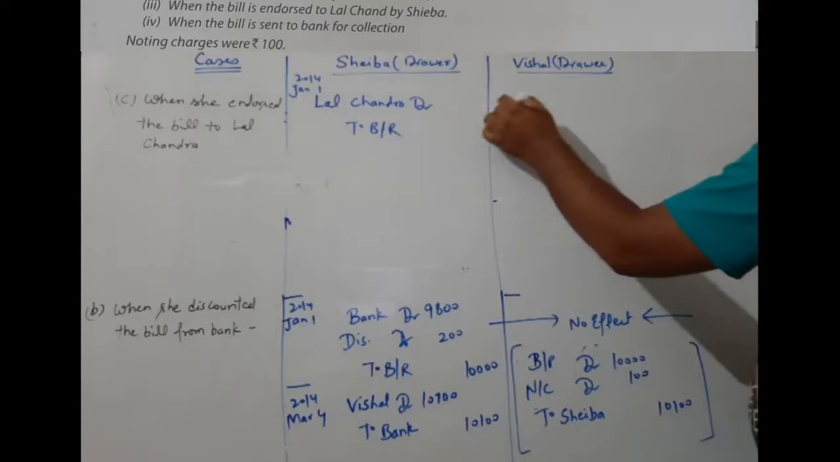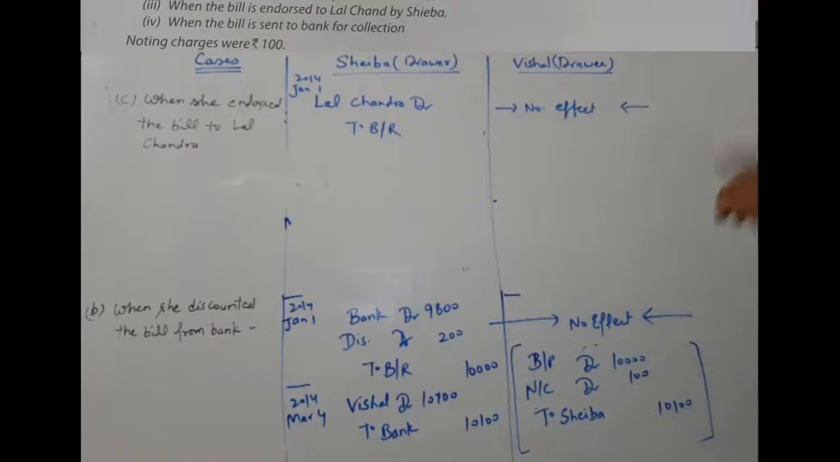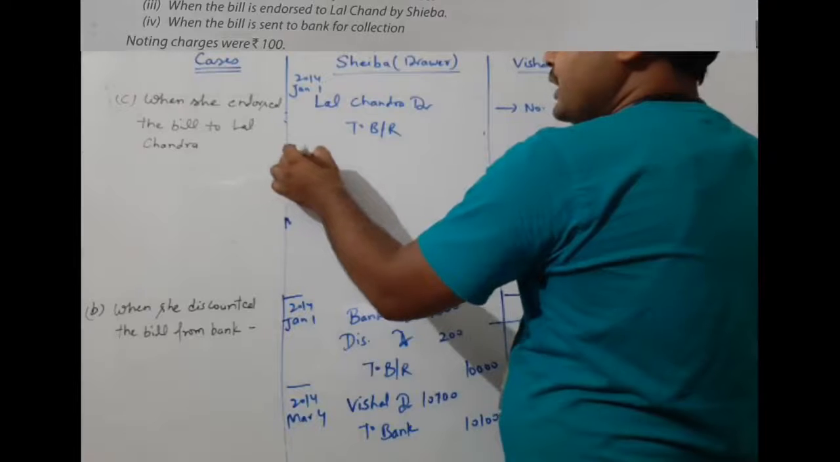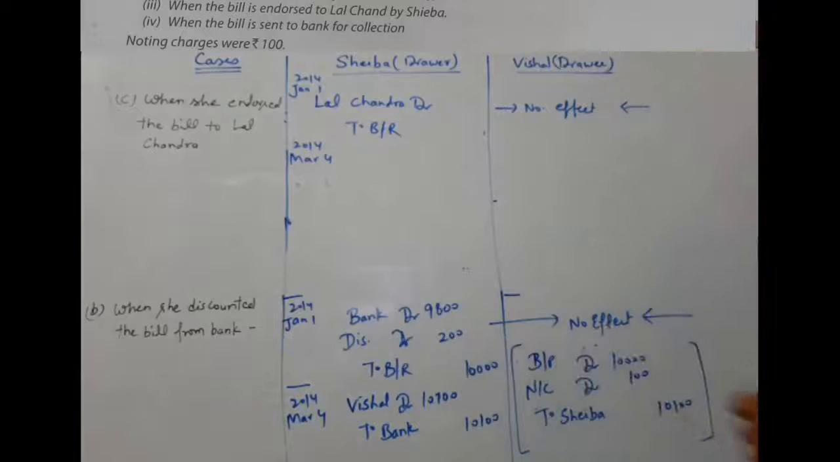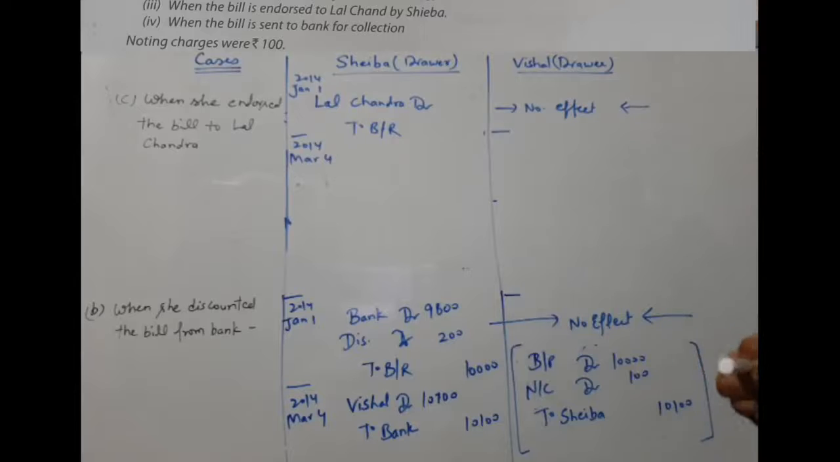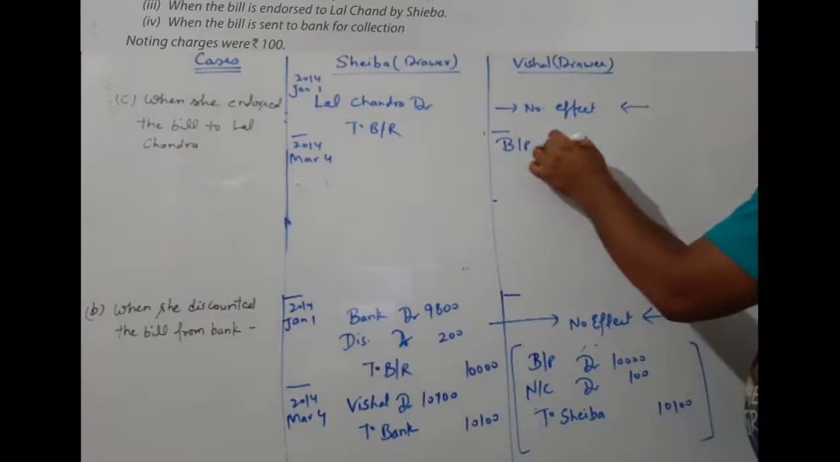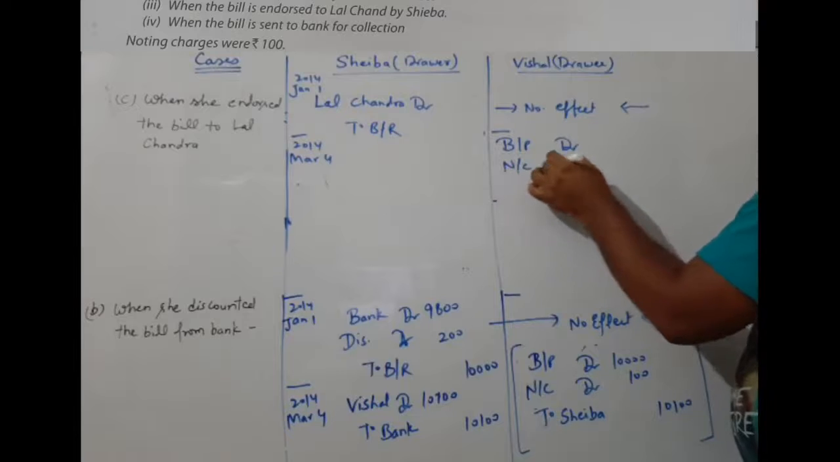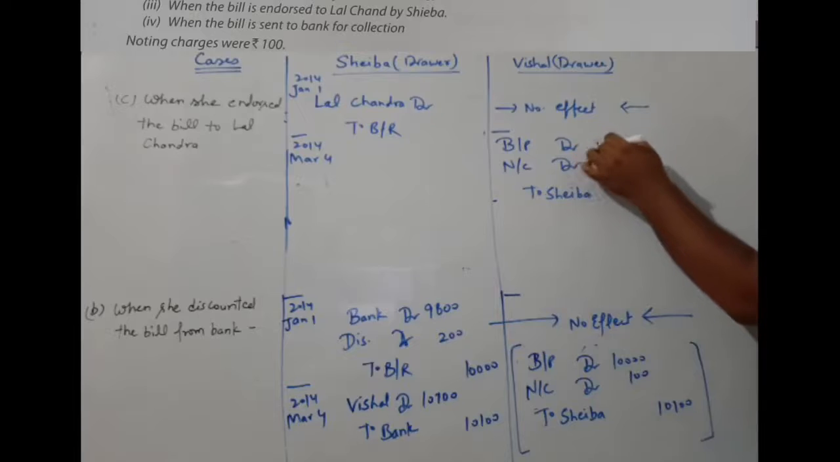You know very well इसका कोई effect नहीं पड़ेगा in the books of Vishal. But हाँ, you know very well on the due date, that is March 4, 2014, the bill is dishonored again. So in this situation, the bill is endorsed to Lalchand, and on March 4 the bill becomes dishonored. Dishonored की एंट्री तो यही सेम होगी इस सिचुएशन में भी. मैं बार बार इसलिए कर रहा हूँ ताकि एग्जाम में आप एरर ना दिखा के आ जाना. एंट्री विल बी सेम, बट एंट्री आपको बार बार लिखनी पड़ेगी. 10,000 बिल का, 100 रुपीज नोटिंग चार्जेस का, टोटल अमाउंट दैट इज 10,100.